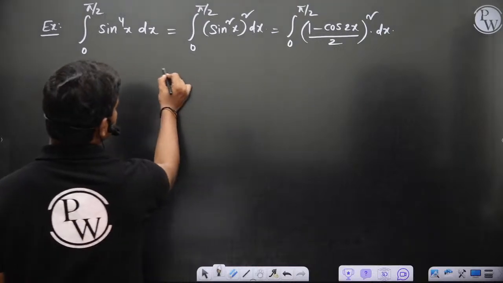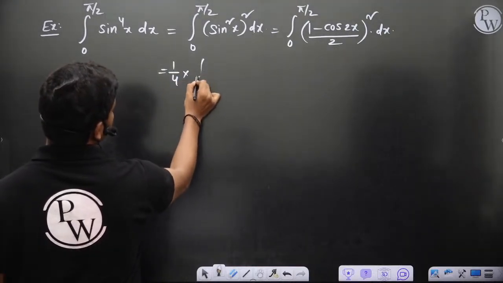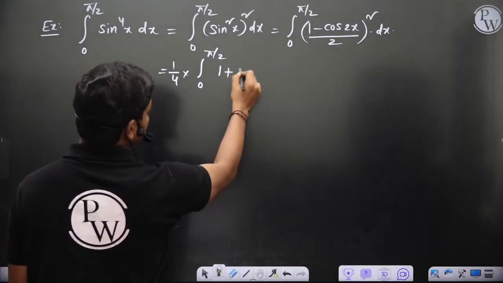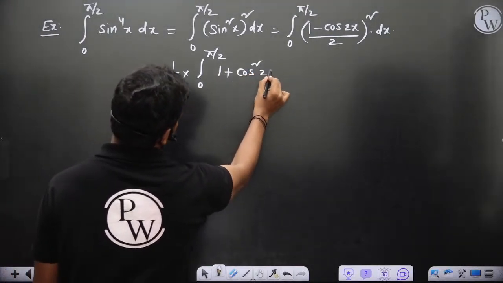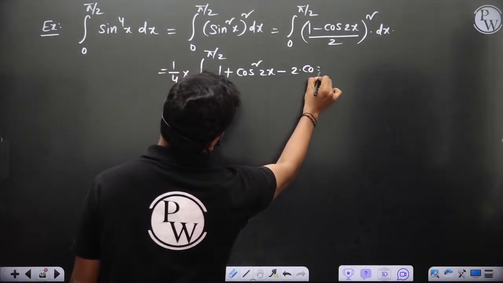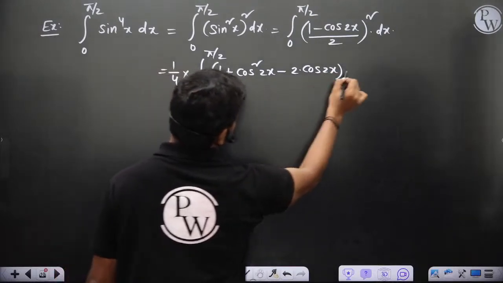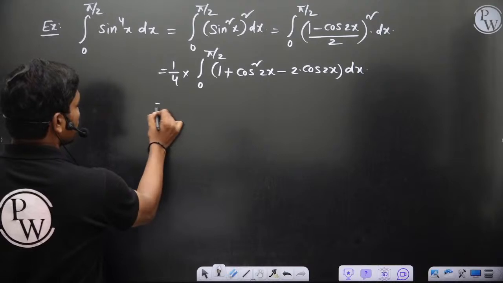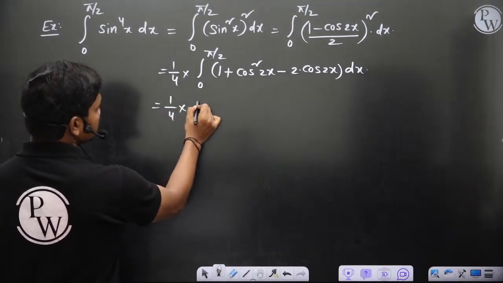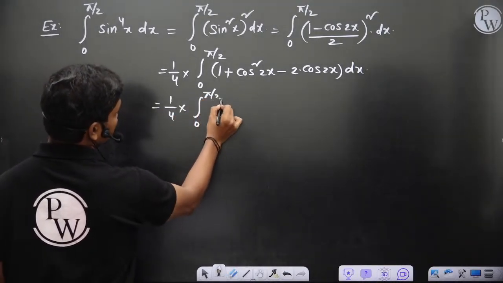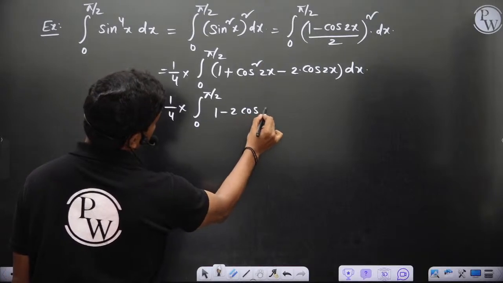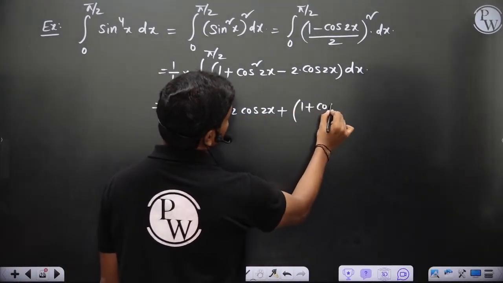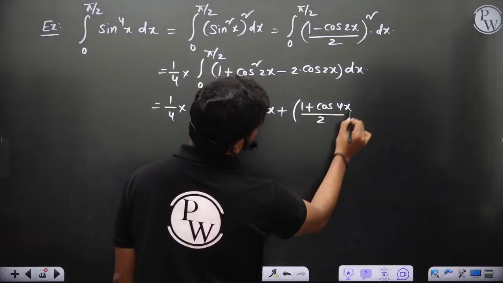And if you simplify this, 1 by 4 times the integral 0 to pi by 2, if you expand this, of 1 plus cos square 2x minus 2 cos 2x dx. So this is what you would get. And if you simplify this result, 1 by 4 into the integral 0 to pi by 2 of 1 minus 2 cos 2x plus cos square 2x, which again you can write as (1 plus cos 4x) by 2, dx.